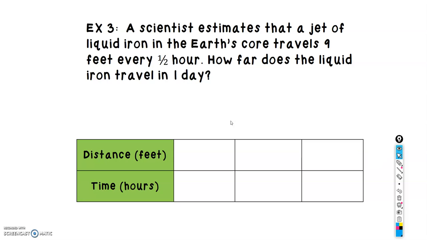Let's try a third example here. A scientist estimates that a jet of liquid iron in the Earth's core travels 9 feet every half hour. How far does the liquid travel in 1 day? Oh my goodness, I'm going to have to do some converting here. So I need to realize how many hours are in a day, right? 24. So let's go ahead and write what we know to start. A jet of liquid iron travels through the Earth's core 9 feet. Here's my 9. Every half hour.